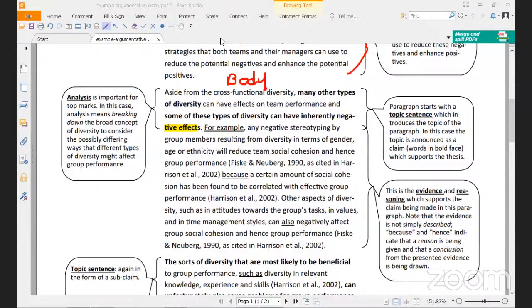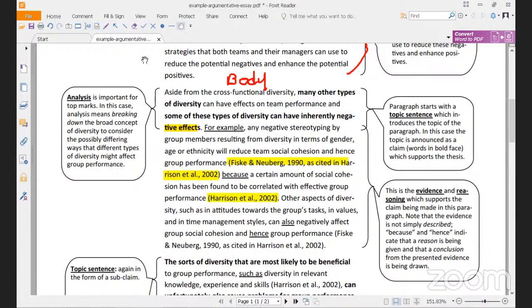Fisk and Neuberger, 1990, as cited in Harrison et al., 2002. Yes, but this is a citation, okay? So you don't need to read it. Okay.